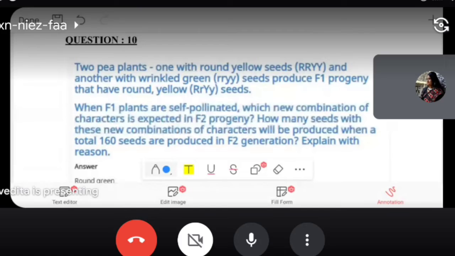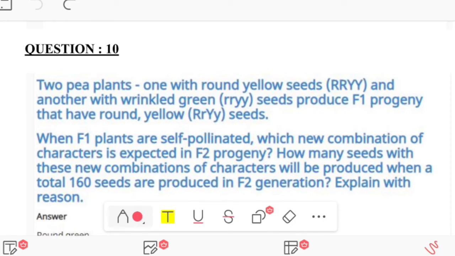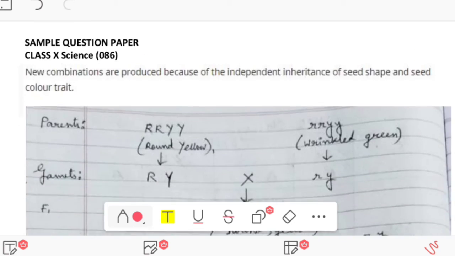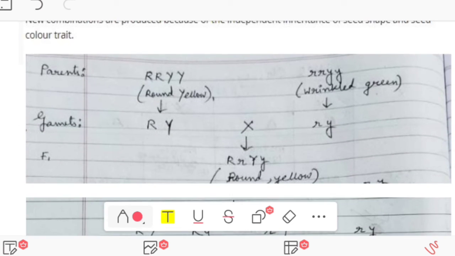Next, we will see question number 10. Two pea plants, one with round yellow seeds, that is RRYY, and another with wrinkled green, that is rryy seeds, produce F1 progeny that have round yellow, that is RrYy seeds. So let's see. As we have seen, the parents are RRYY, that is round yellow, and rryy, that is wrinkled green.